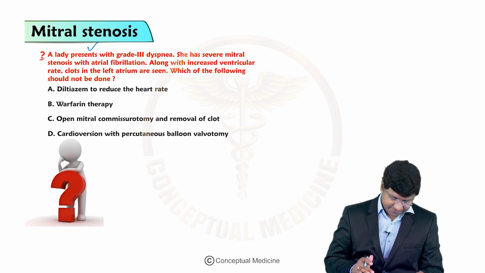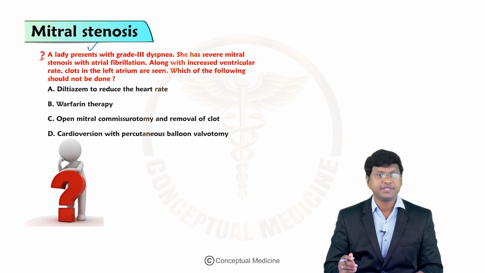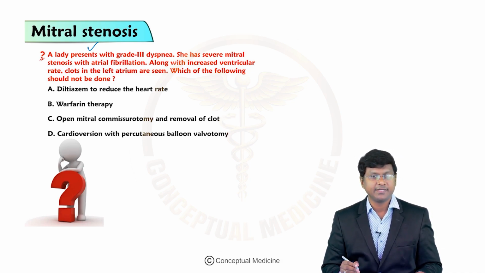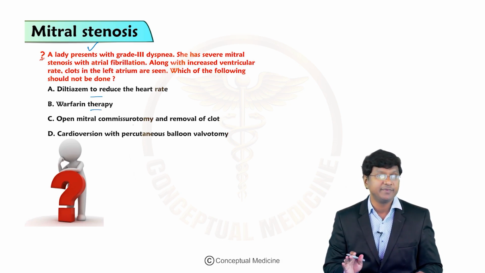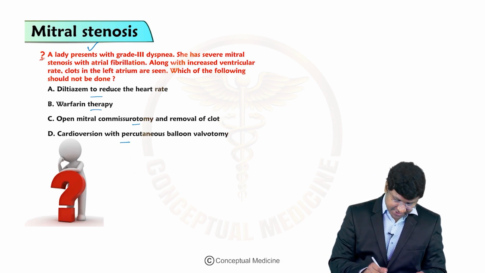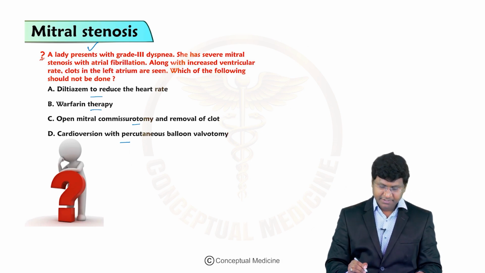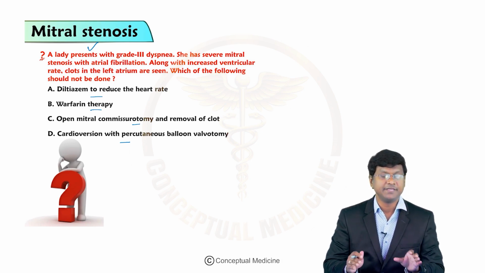Okay, next question. A lady presents with grade 3 dyspnea. She has severe mitral stenosis with atrial fibrillation. Along with increased ventricular rate, clots in the left atrium are seen. Which of the following should not be done? The options are diltiazem to reduce the heart rate, warfarin therapy, open mitral commissurotomy and removal of the clot, and cardioversion with percutaneous balloon mitral valvotomy.